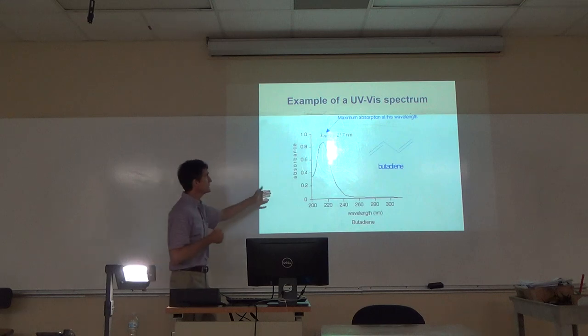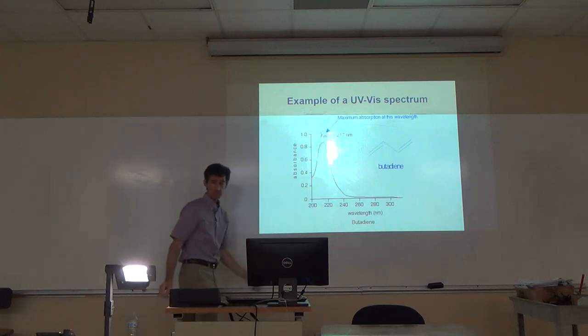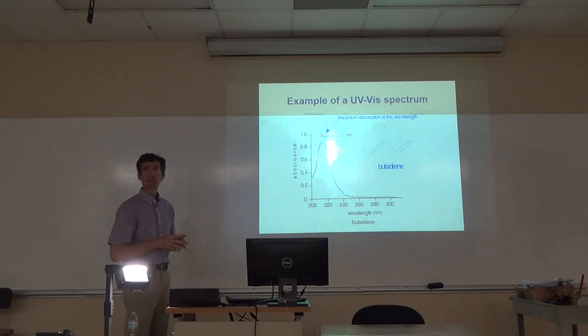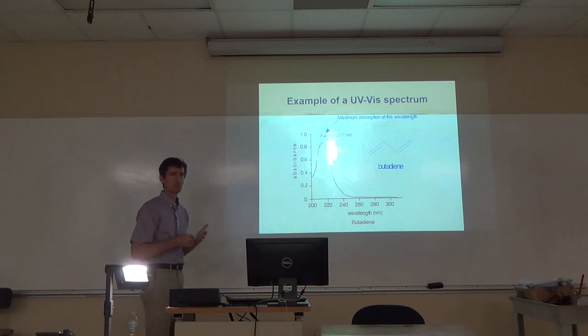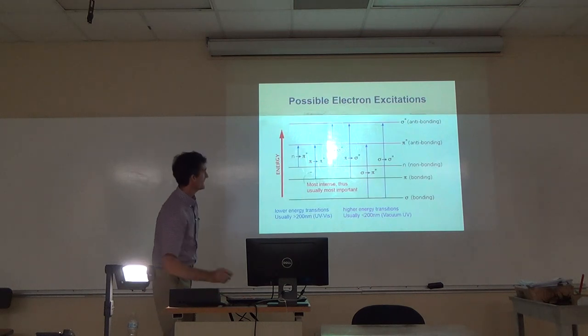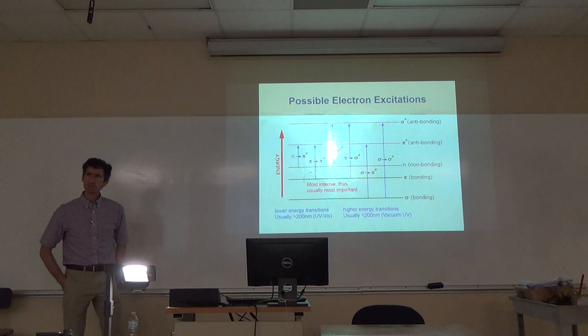How do you get absorbance with UV-vis? What's going on is electron excitation. We're exciting electrons. Sometimes UV-vis is called electronic spectrum, an electronic spectrum, because you're probing the electrons. Exciting electrons. Let's look at that closer. What type of electrons can you excite, and where do you excite them to?